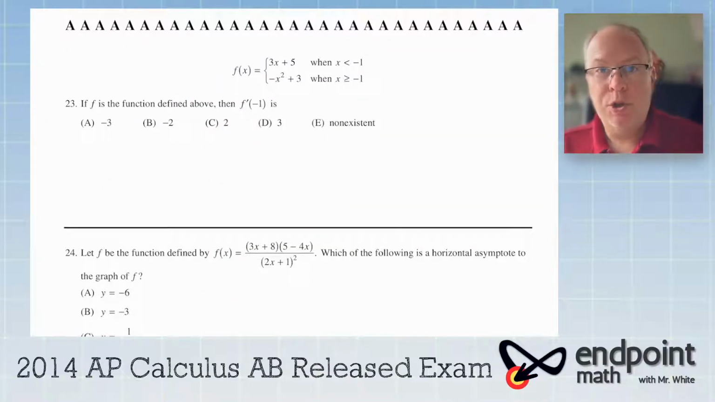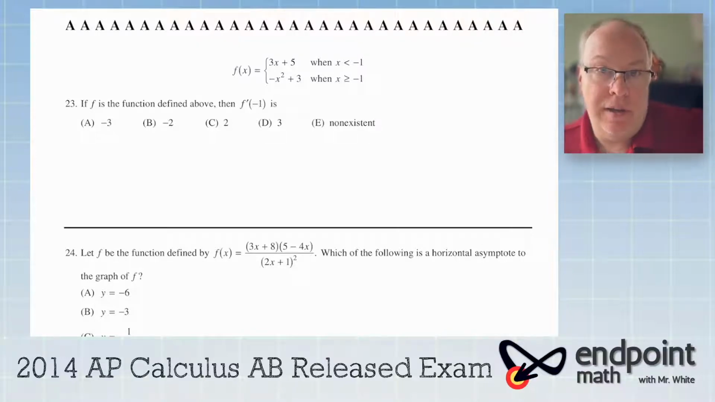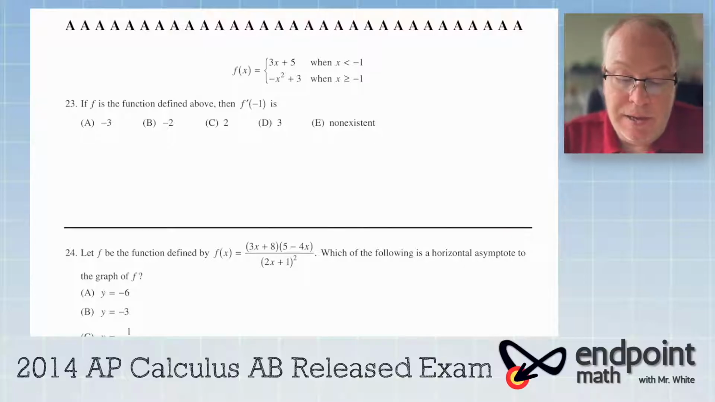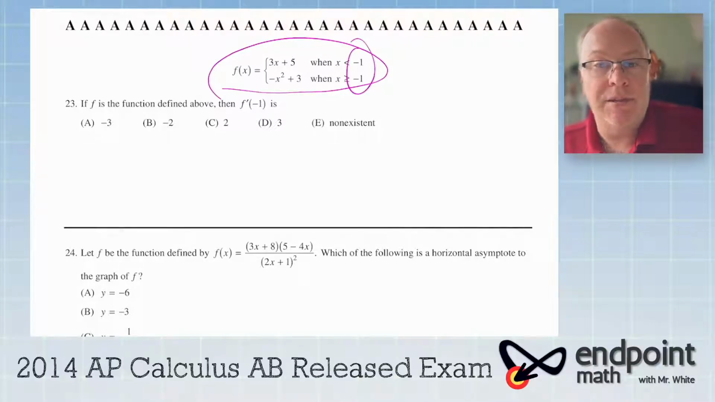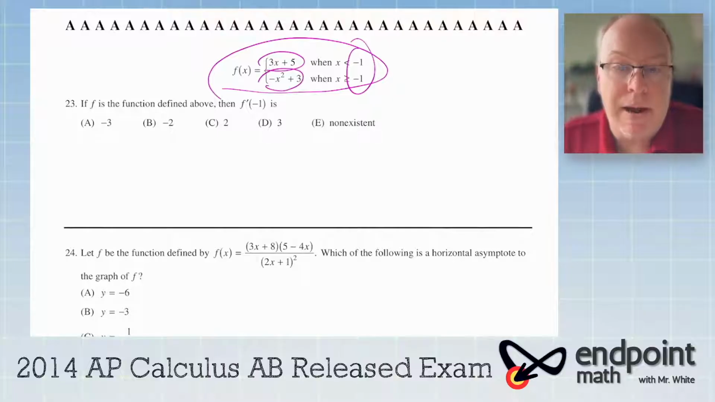All right, we have one more chunk of questions here, 23 through 28. This is the 2014 released AB exam, and we're just right now doing the no calculator multiple choice questions. So in number 23, it gives you a piecewise function. It's in two different pieces, and do you notice that something crazy happens at -1? It moves from a line to a parabola.